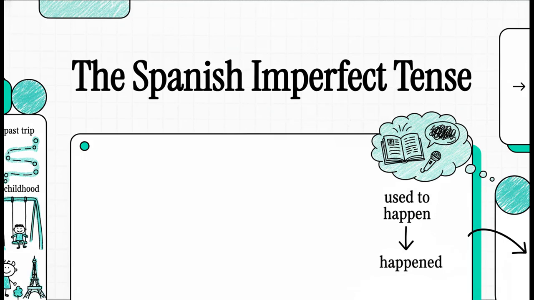All right, let's get right into it. If you've ever tried to tell a really good story in Spanish, about your childhood or a trip you took, you've probably hit a wall. How do you talk about what used to happen versus what just happened? Well, today we're unlocking a huge piece of that puzzle, the Spanish imperfect tense.